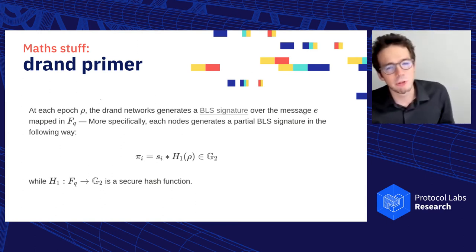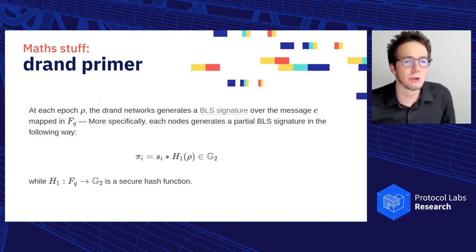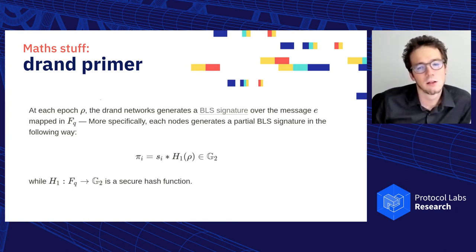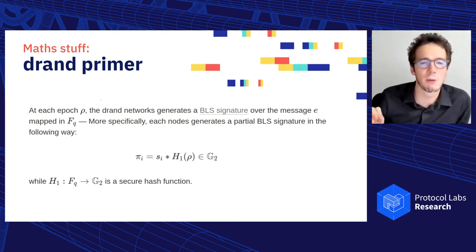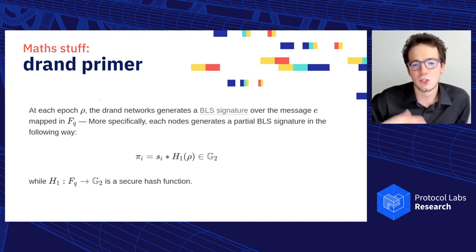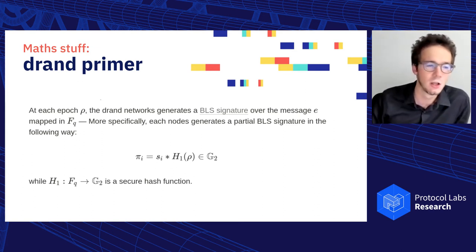And there is one trick, though: DRAND is actually using a threshold BLS-like setup. So it means every node is producing a partial signature, which is represented here as PI, which is equal to SI times the message, the signature of a node. And every node is going to be signing the same message. So we have the hash of the epoch, which is the message.